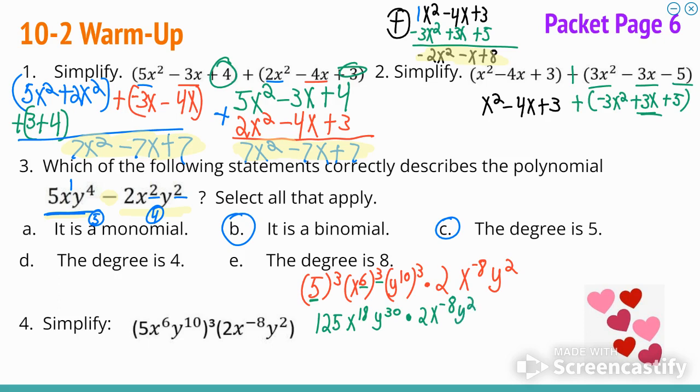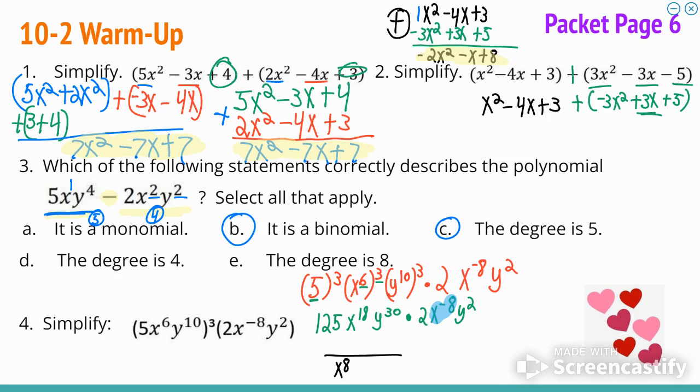y squared. All right, next thing we need to do is, we have a negative exponent, so we need to move it. X to the negative 8, that's what needs to move to the denominator. So x to the power of 8 is in the denominator. Everything else is still in the numerator.